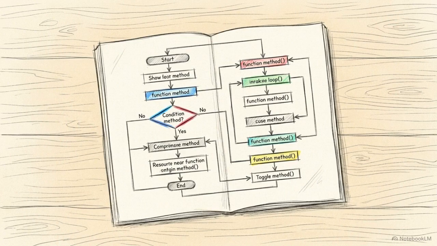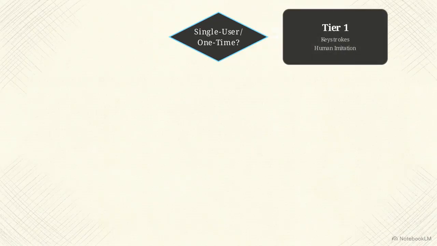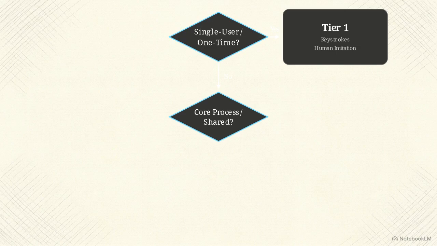Following a clear decision protocol prevents you from over-engineering a simple task or leaving a critical workflow vulnerable. It starts with scope. If the task is a one-time job strictly for your personal PC, take the fastest path. Using basic keystrokes for a 5-minute data entry task that you'll never repeat is the correct choice. But if the script will be shared with others or run daily as part of a core workflow, Tier 1 is no longer an option.